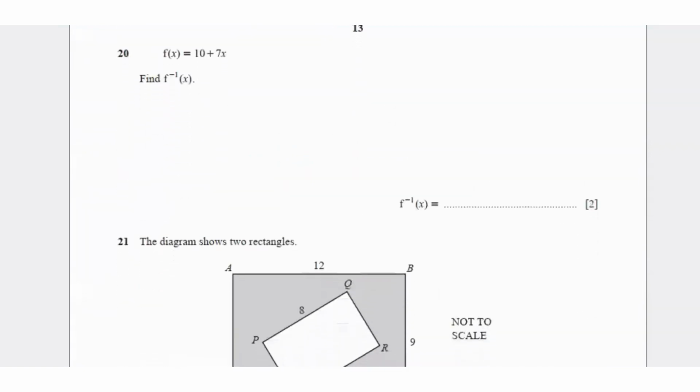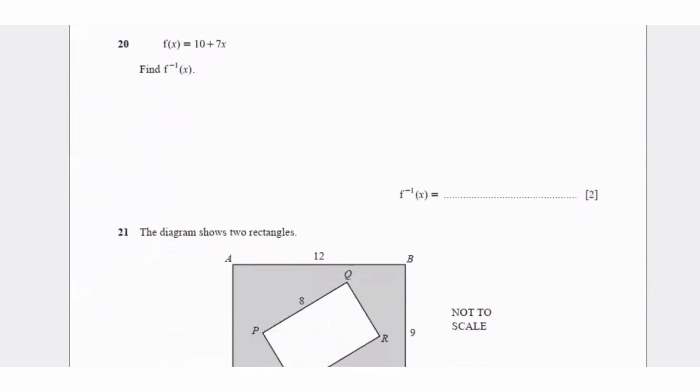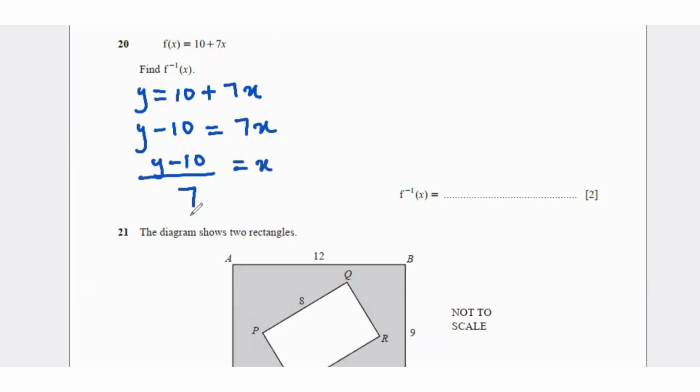Then if we move to the next one, it says f of x equals 10 plus 7x. We have to find the inverse. So the first step is to replace f of x with y. It becomes y equals 10 plus 7x. Right now, y is the subject of the equation. I want you to make x the subject. So first we take 10 to the other side, and what we have is y minus 10 equals 7x. Then I divide y minus 10 by 7, because we're trying to get rid of the 7 from x, so that x is the subject. So what we have now is (y minus 10) over 7 equals x.